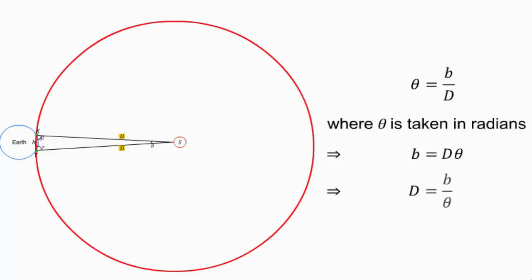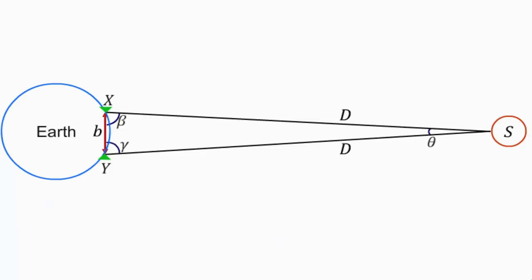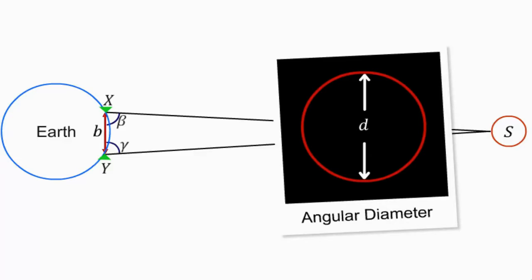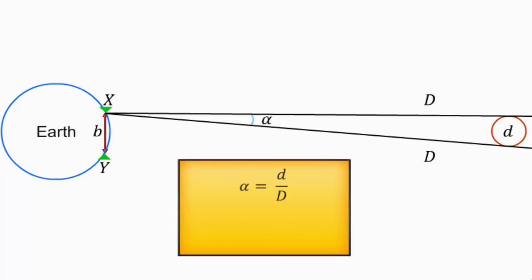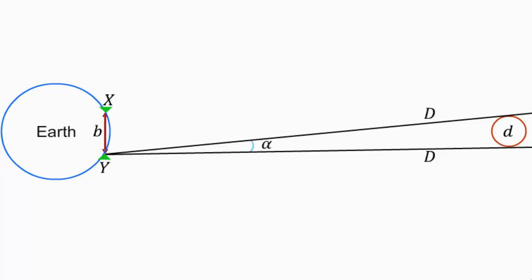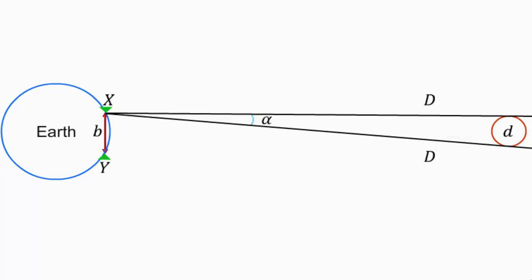As we measure the distance of a faraway planet from the Earth, we can also measure the size or angular diameter of the planet. If d is the diameter of the planet, and alpha is the angle subtended by the planet's diameter at the Earth, we have alpha equal to d by D, or d is equal to D alpha, where alpha is in radians. The angle alpha can be measured from a single location on the Earth. It is the angle between the two directions when two diametrically opposite points of the planet are viewed through the telescope from the observation location.